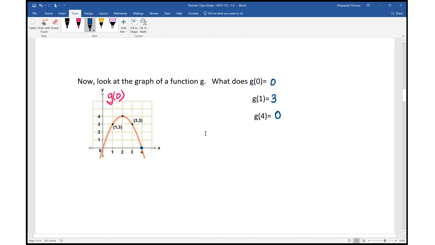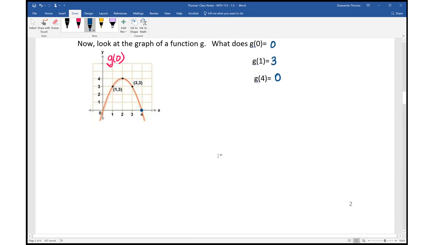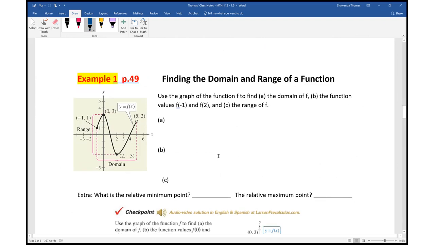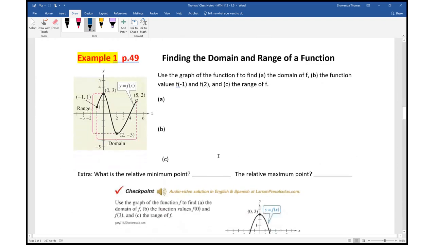That's how you evaluate graphs, and that's how you find function values. Let's look at this example: finding the domain and range of a function. Use the graph of the function f to find a, the domain of f, b, the function values f of negative 1 and f of 2, and c, the range of f.